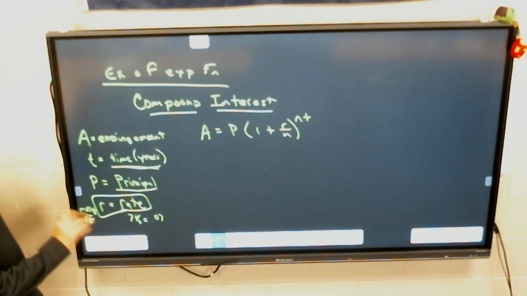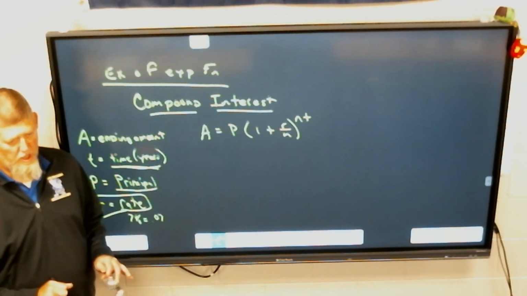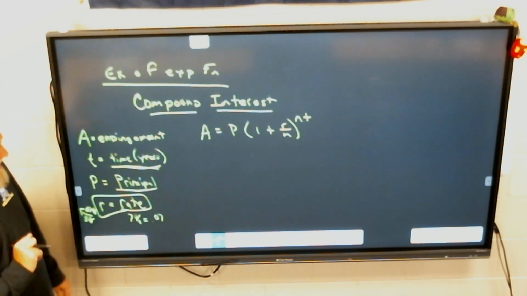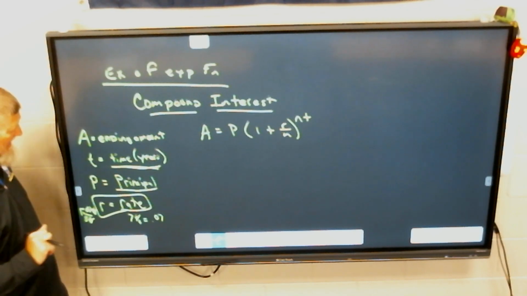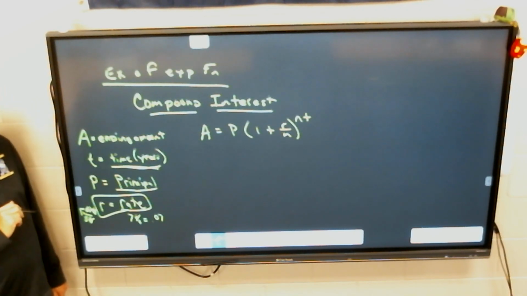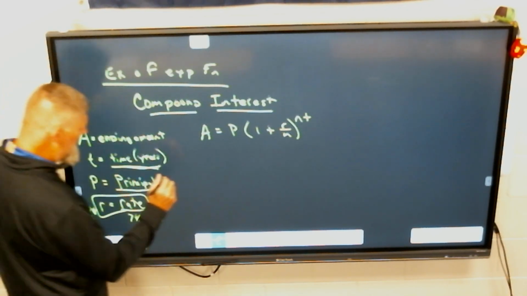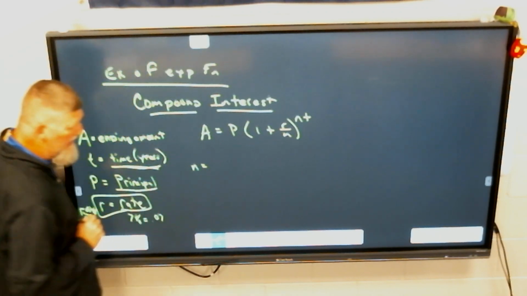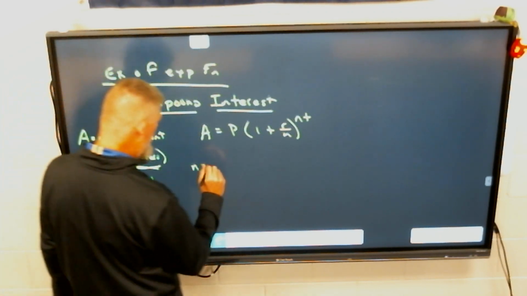So the way this works is you take the information, you simply plug and check. So what letter have I not told you about? Ending amount is A. I haven't told you about the N. And the N is compounding.